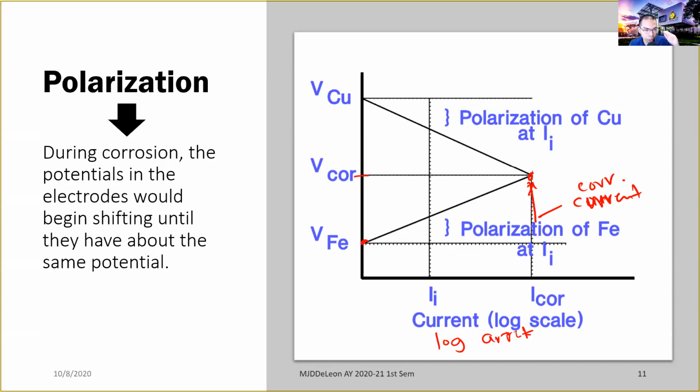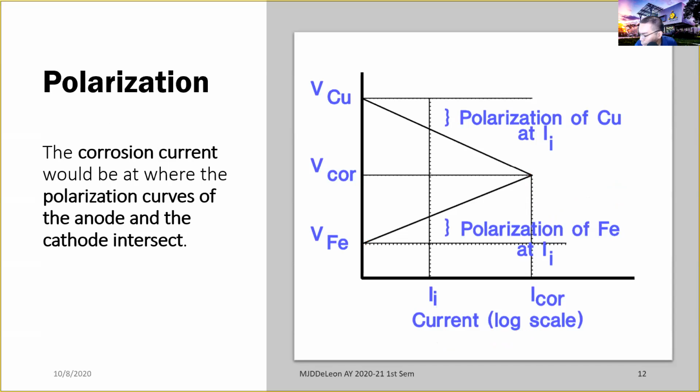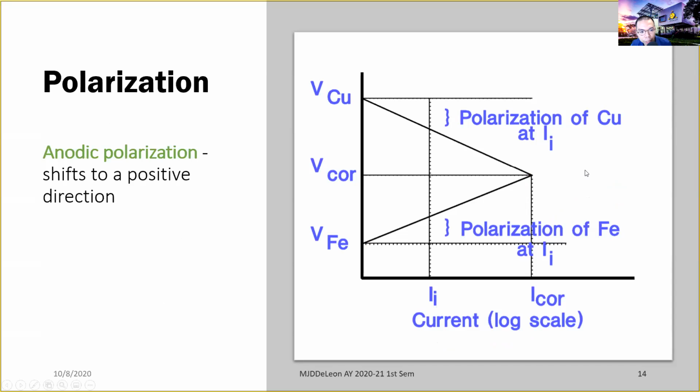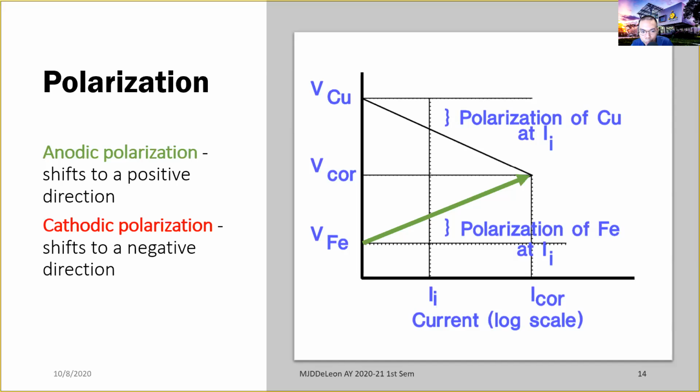So sa polarization, the phenomena of polarization in your electrochemical reactions such as in corrosion, this is the shift of your potential from its equilibrium value down to its stable value in corrosion. So we have two different types of polarization, in terms of paano yung shift niya. You have your anodic and your cathodic polarization.